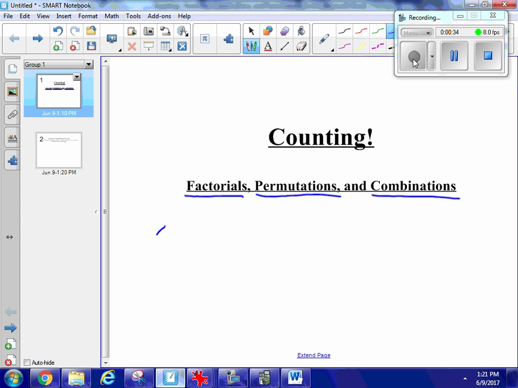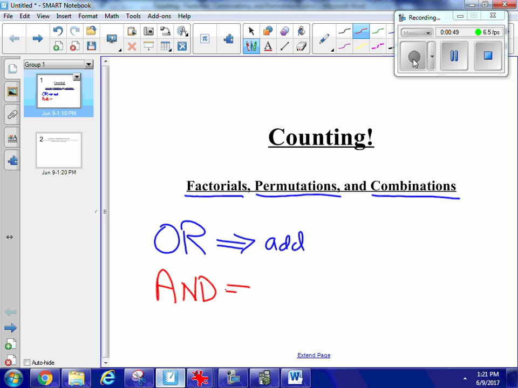One is that if you see the word "or" in a probability, it generally means that you're going to add probabilities together. If you see the word "and" in a probability, that generally means you're going to multiply, M-U-L-T-I-P-L-Y. So we're going to spend most of this discussion here talking about "and."